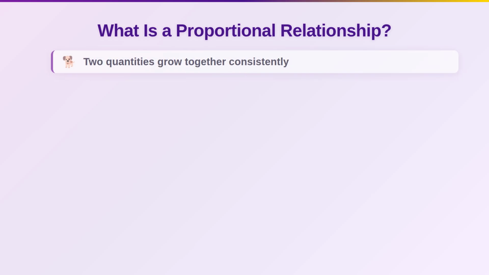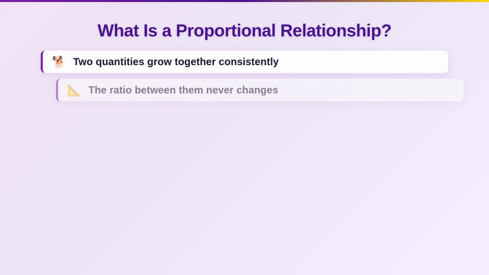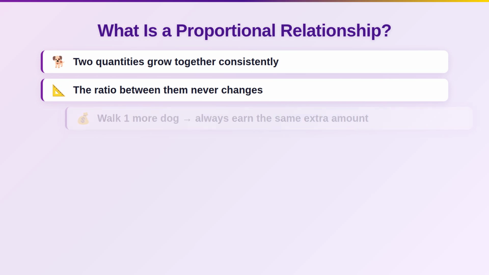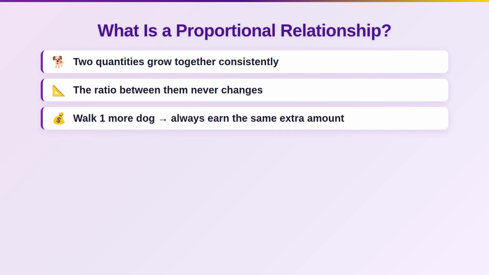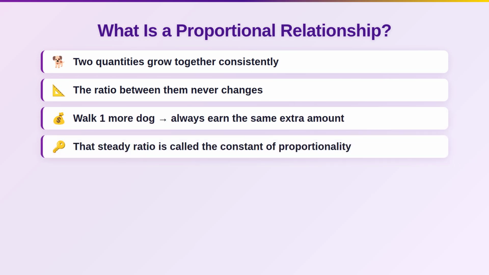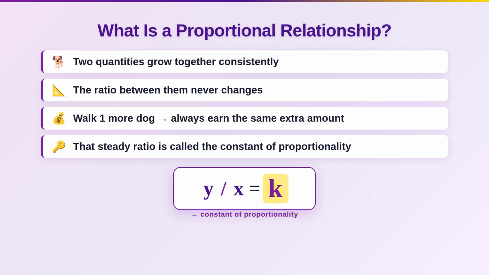So what exactly is a proportional relationship? It's when two quantities, like dogs walked and money earned, grow together in a perfectly consistent way. Every time you walk one more dog, you earn the exact same extra amount. The ratio between the two values never changes. That steady, unchanging ratio has a special name: the constant of proportionality, written as K. It's the heartbeat of the whole relationship.